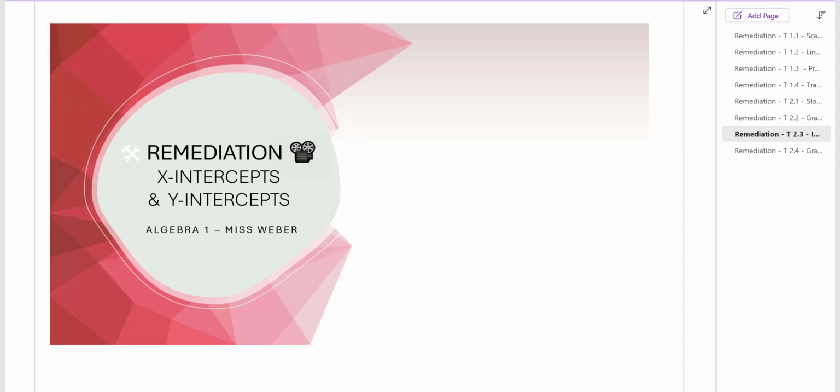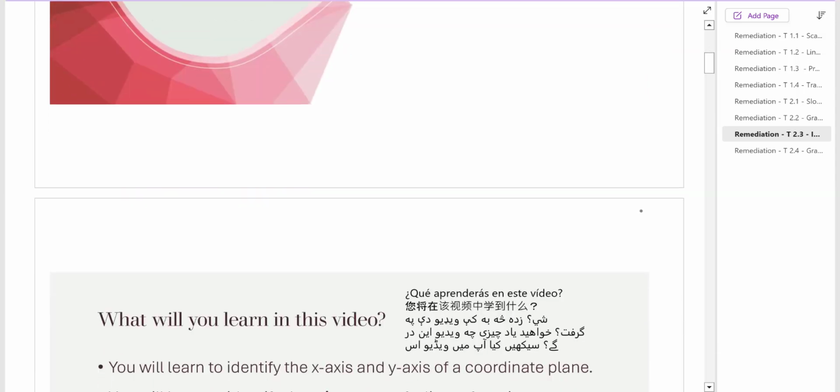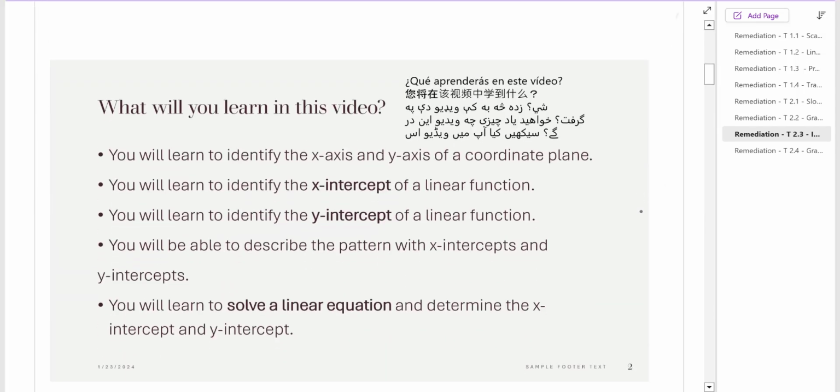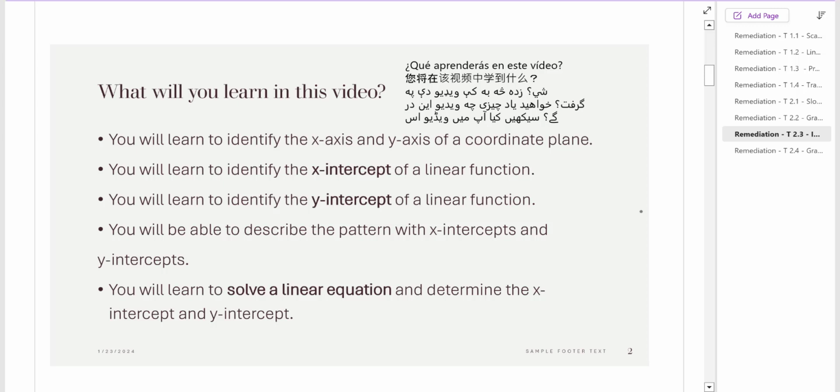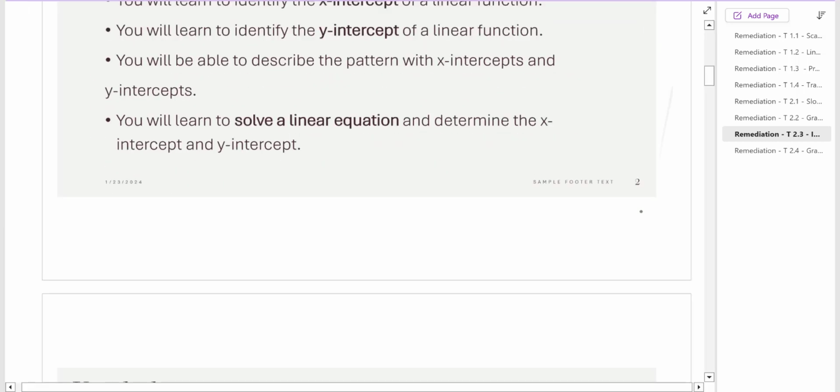This remediation is about finding X-intercepts and Y-intercepts. Alright, what will you learn in this video? You're going to learn how to identify the X-axis and Y-axis of a coordinate plane. You're going to learn how to identify the X-intercept of a linear function and a Y-intercept of a linear function. And you're going to be able to describe the pattern between X-intercepts and Y-intercepts. You will learn to solve a linear equation and then determine the X and Y-intercept and even graph it.